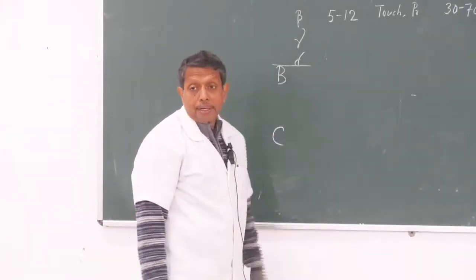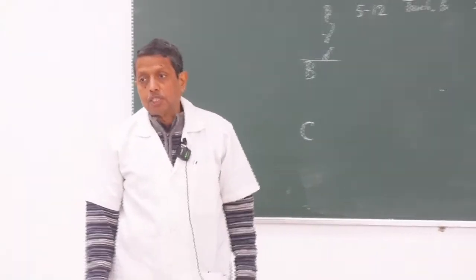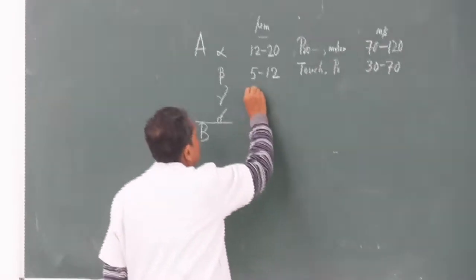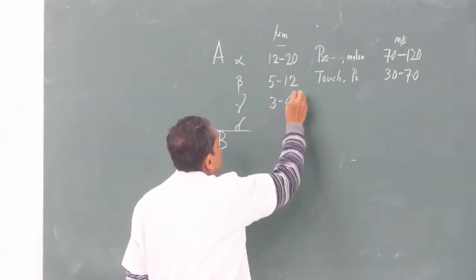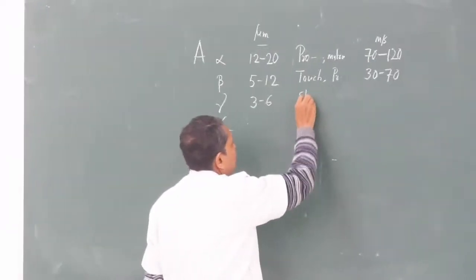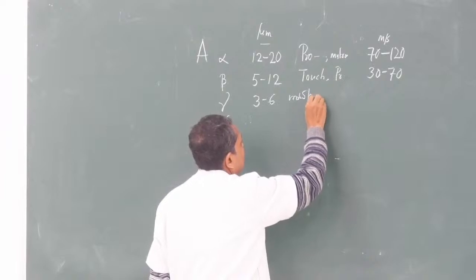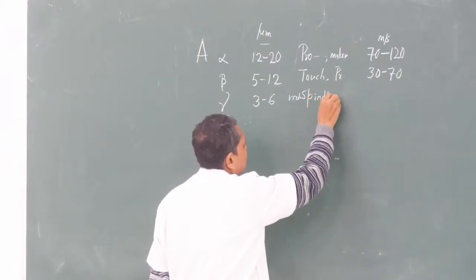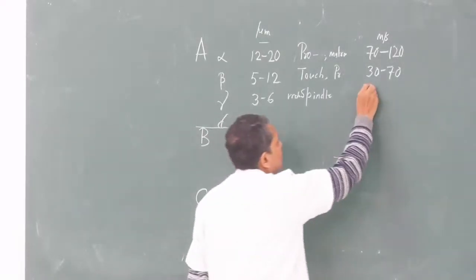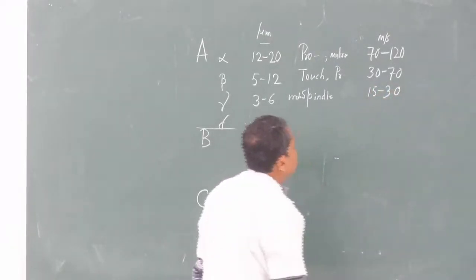Gamma is the motor fiber supplying the muscle spindle, and 3 to 6 micrometers in diameter. Motor to muscle spindle. Suppose it is 15 to 30 meters per second.